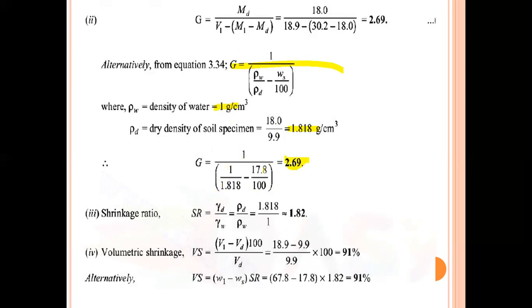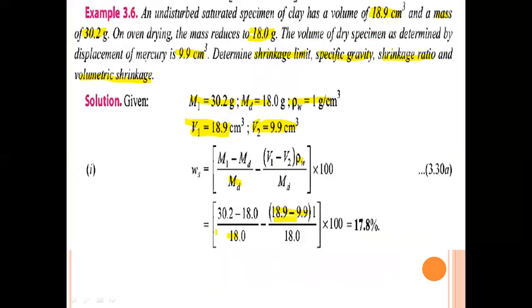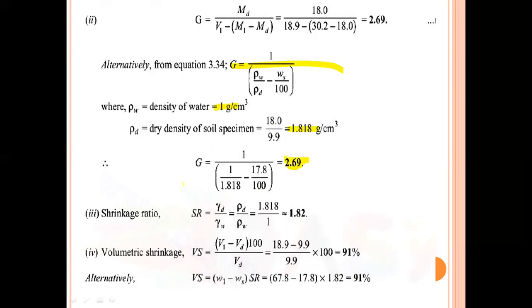Next one, shrinkage ratio. Third one is the shrinkage ratio. So SR equal to gamma D by gamma W, that equals rho D by rho W, equal to 1.818 divided by rho W, density of water 1 gram per cm³. Substituting, that equals 1.82.